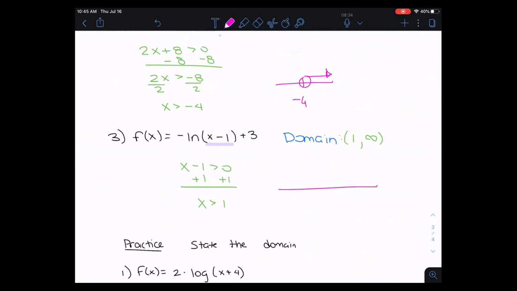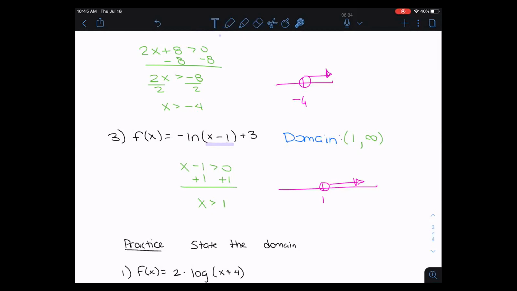So you have to add 1 to both sides, and you get that x is greater than 1. If x is greater than 1, then you have your 1. It is not included, and it is going to the right. So your domain in interval notation is from 1 to infinity. And that is it.